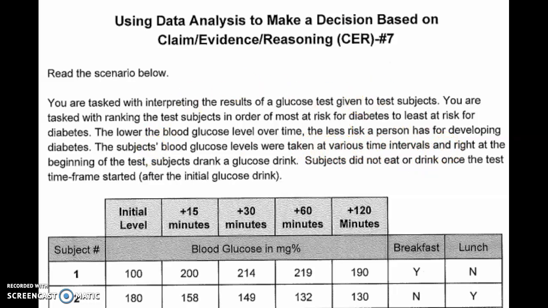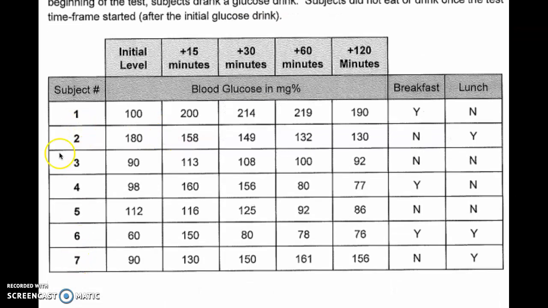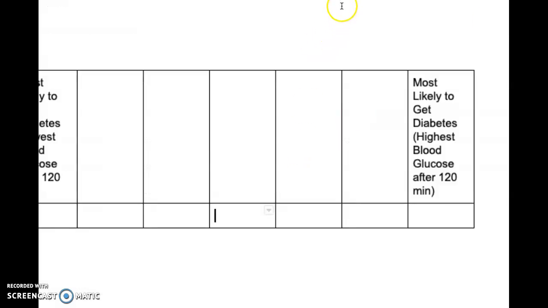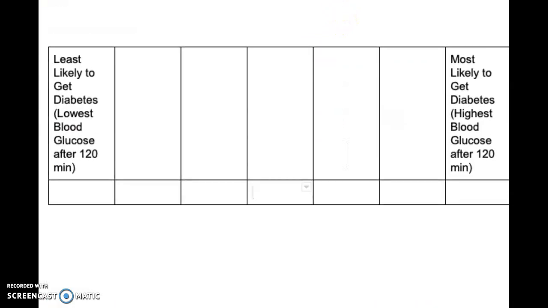Okay, this is big. So what I need to do is figure out that I'm responsible for ranking them. So I have 7 different things. I need to rank these from most at risk of getting diabetes to least at risk of getting diabetes. When I do that, I'm going to get something that looks a little like this.